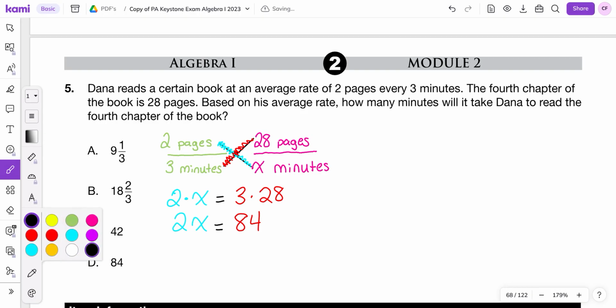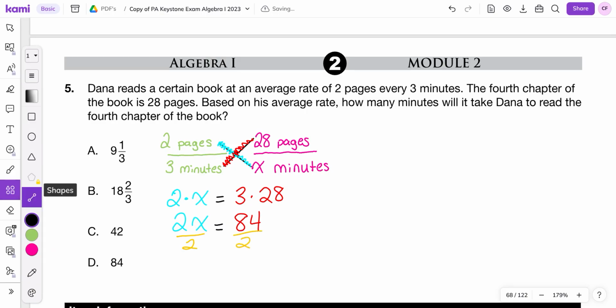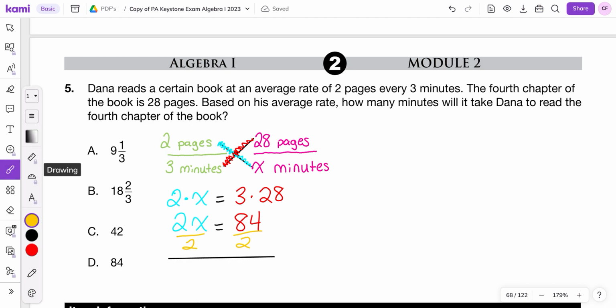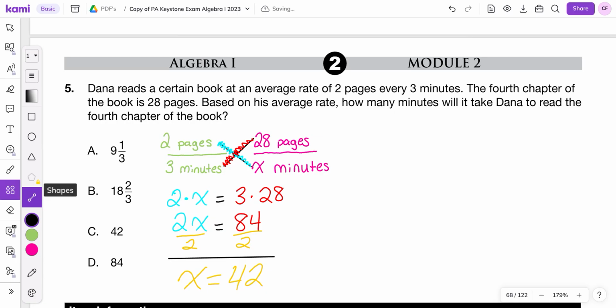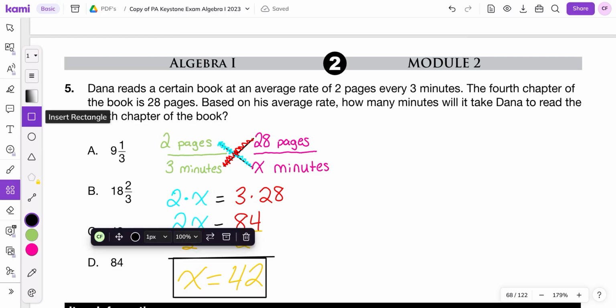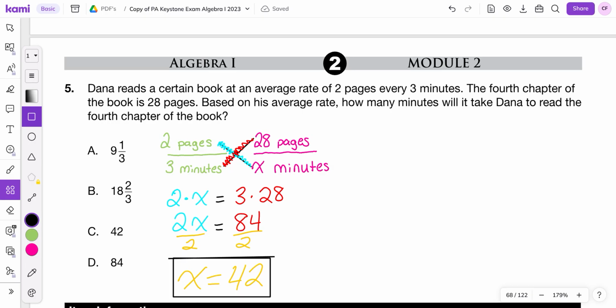If I were to solve for x here, I could divide both sides by 2. And when I divide both sides by 2, I get our solution, which is going to be x equals 42. 42 here is answer choice C.